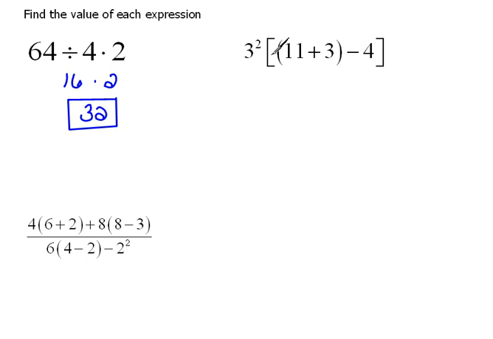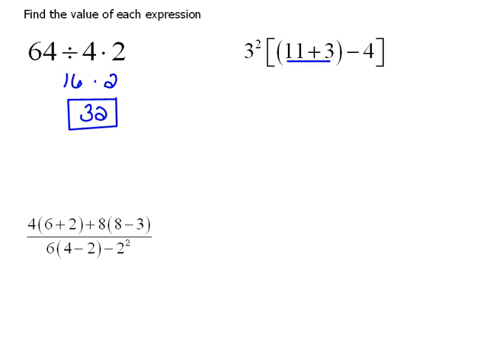Let's try another one. Here we have something that looks a little bit more complicated. 3 squared times, in brackets, 11 plus 3 in parentheses, and then minus 4. Now you have to do the correct order of operations. So we do parentheses and grouping symbols first. Here we have a bracket, which is a grouping symbol, and then inside that we have a parenthesis. We always work our way from the inside out when we have multiple grouping symbols. It's like layers upon layers. We work from the inside out.